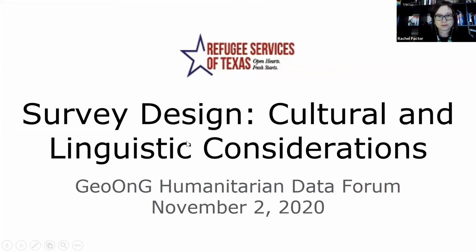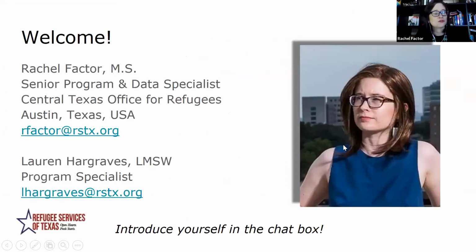Okay. So like I said, my name is Rachel Factor, and I am the Senior Program and Data Specialist with the Central Texas Office for Refugees. We are a part of Refugee Services of Texas, and we are a nonprofit organization located in Austin, Texas, in the United States. And we provide funding to 5 different agencies in the Austin and San Antonio areas in Texas who provide refugee resettlement services.